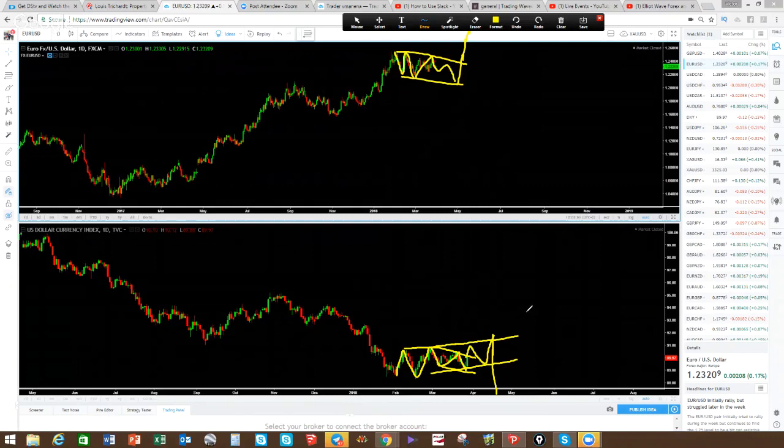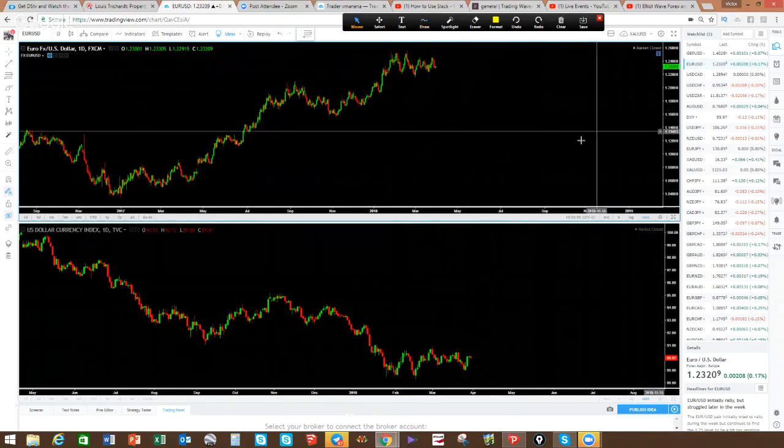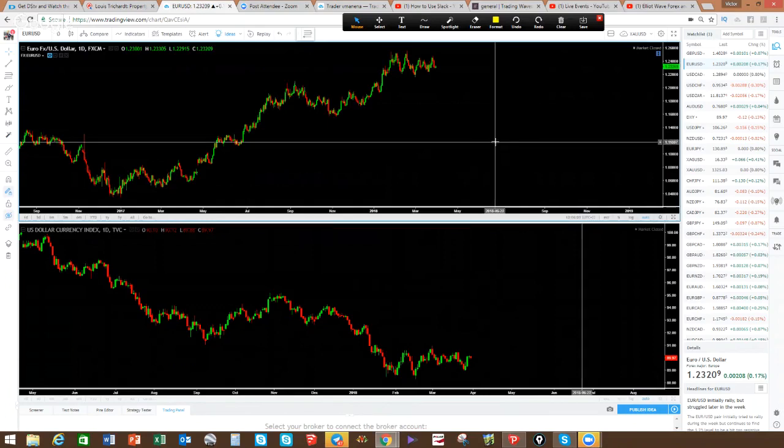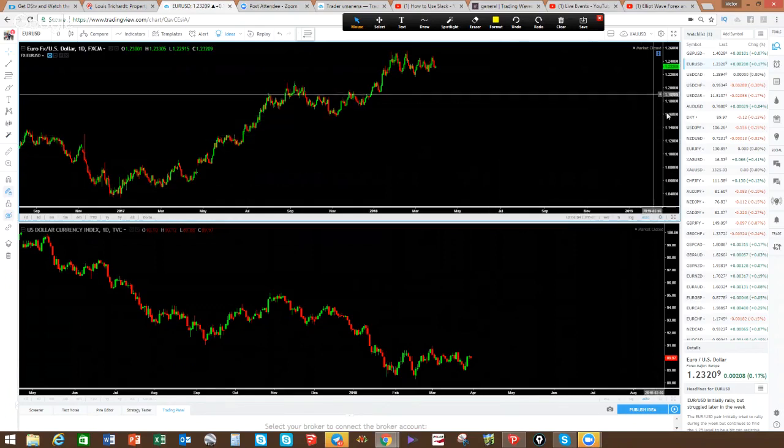All right, so I'm going to go into Euro US dollar. I'm going to close dollar index. So you know that everything that is happening on the Euro US dollar is the exact inverse on the dollar index.